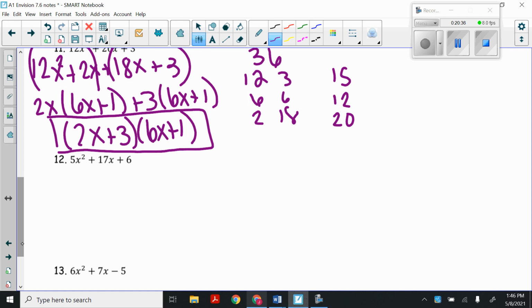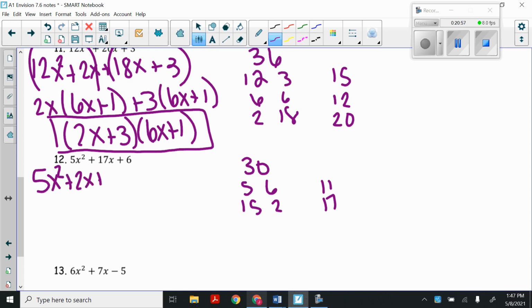Number 12, 5x squared plus 17x plus 6. They don't have anything in common. Multiply a and c, 5 times 6, and I get 30. I know 5 times 6 gets me 30, but when I add them, I get 11. I'm trying to get a 17. 15 times 2 gets me 30. When I add that, I get a 17. So I'm going to rewrite this as 5x squared plus 2x plus 15x plus 6.